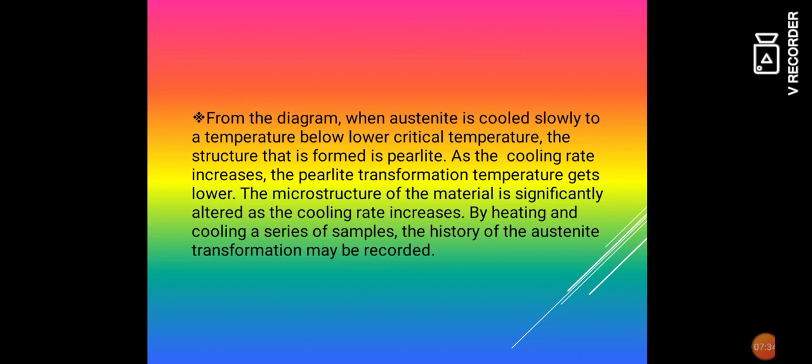So from the diagram, when austenite is cooled slowly to a temperature below lower critical temperature, the structure that is formed is pearlite. As the cooling rate increases, the pearlite transformation temperature gets lower. The microstructure of the material is significantly altered as the cooling rate increases. By heating and cooling a series of samples, the history of the austenite transformation may be recorded.